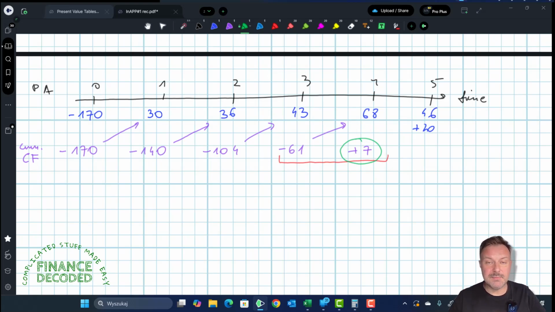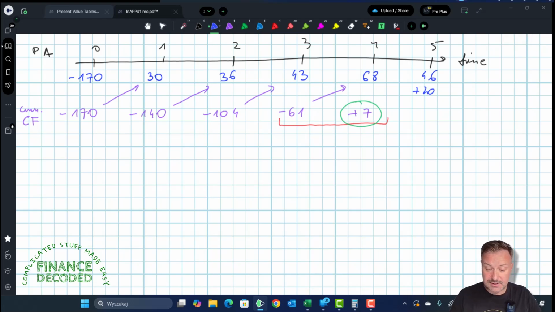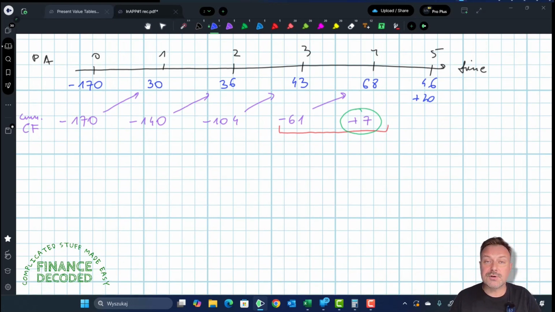Can we get any better estimates than just saying that it's somewhere between year 3 and year 4? Well, we can if we make a certain assumption. The assumption is that there is no seasonality in how the cash flows are generated in this investment project, and that they accumulate on a straight line, on a linear basis, within every year. If this is the case, we can calculate a theoretical portion of year 4 that is needed to generate the missing 61,000.